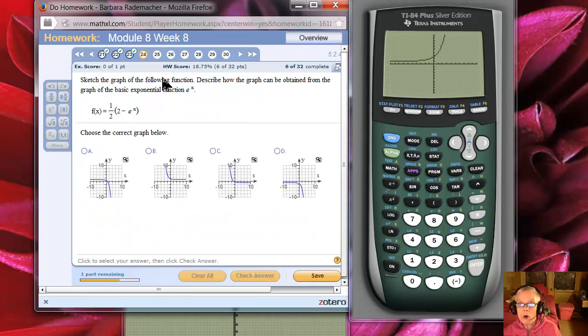So you see how all of these are done. That 1/2 is going to shrink the graph vertically. The negative e to the x is going to shift the graph upside down over the x-axis, and the 2 is going to move it up. Okay, so just remember everything you learned about translating, and I'll talk to you later.